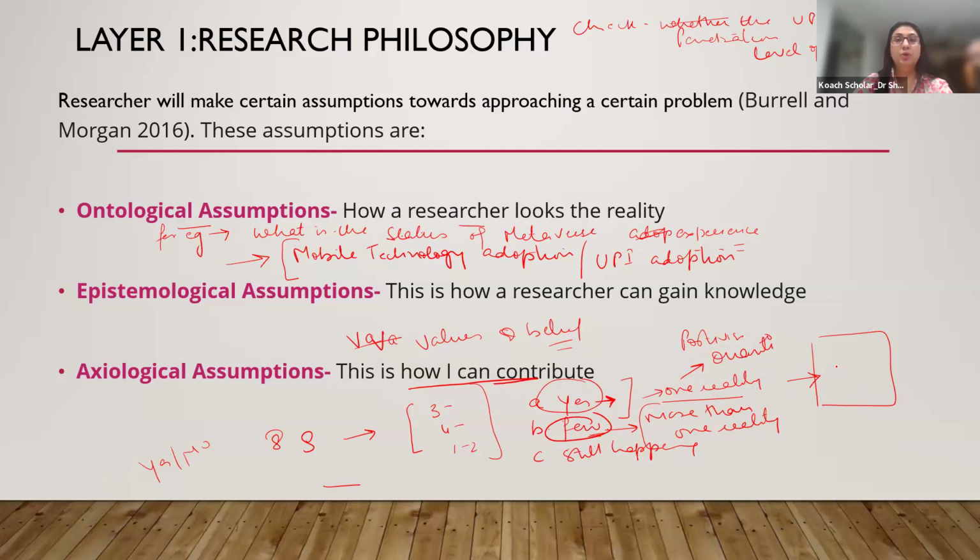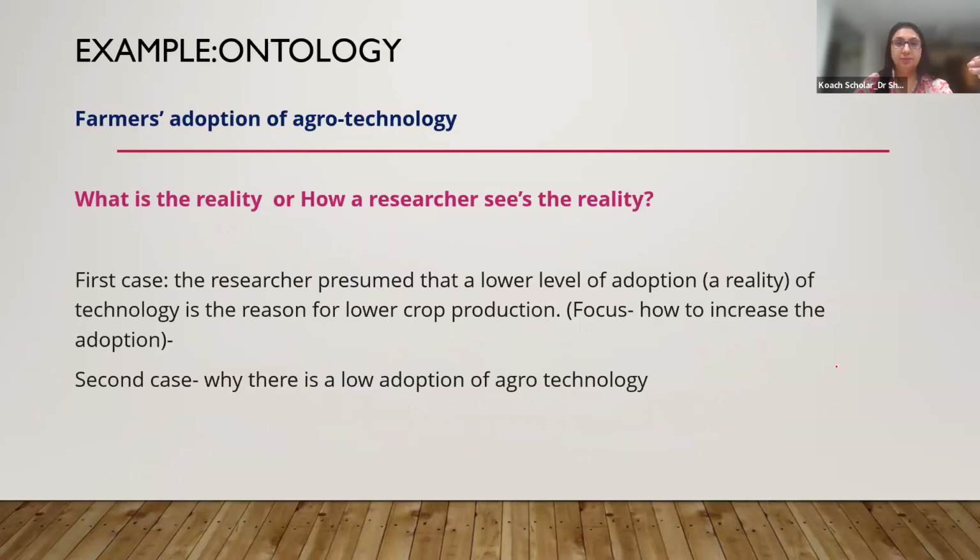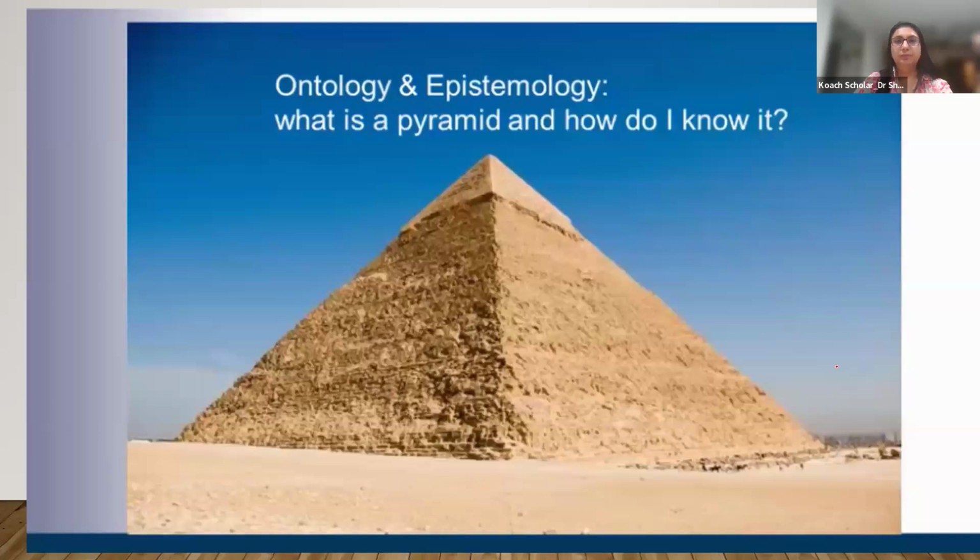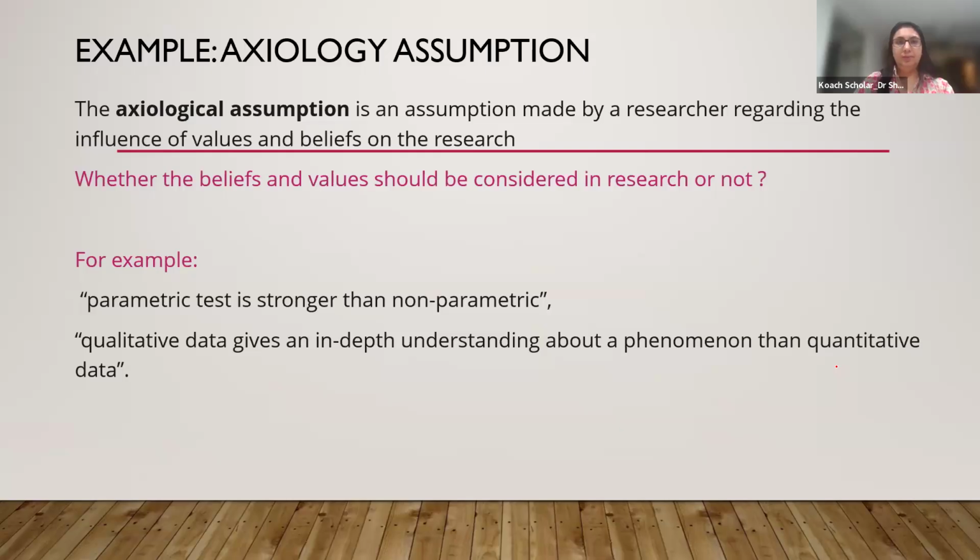So what is your contribution? How you are going to contribute in terms of your social values and beliefs as a researcher. Okay? Now, just to make it clearer, an axiology assumption is made by a researcher regarding the influence of values and beliefs on the research. For example, you have a generic belief whenever you start reading about the research and you talk to people.